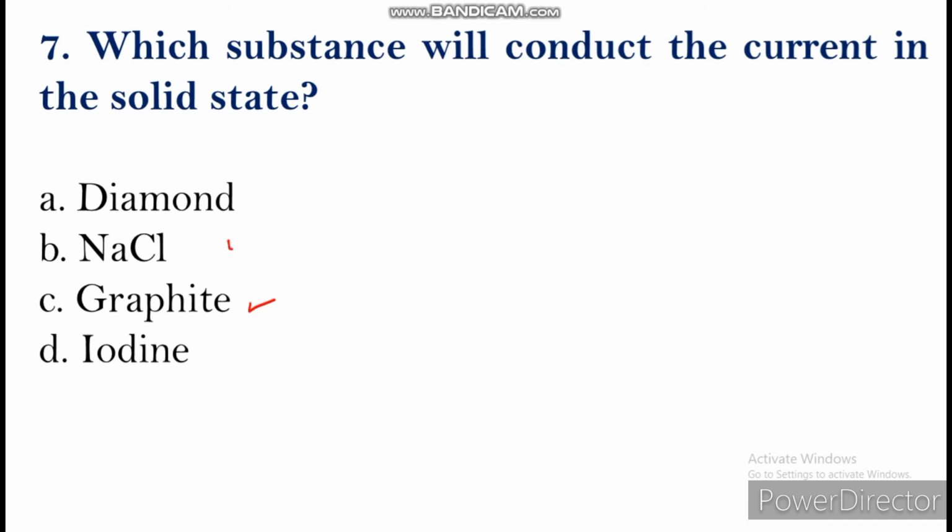Yes, I agree, NaCl will conduct electricity, but only in molten or in solution state. It will not conduct in solid state. So graphite will conduct the electricity or the current in solid state. Diamond and iodine are poor conductors, or I can say insulators, in solid state.